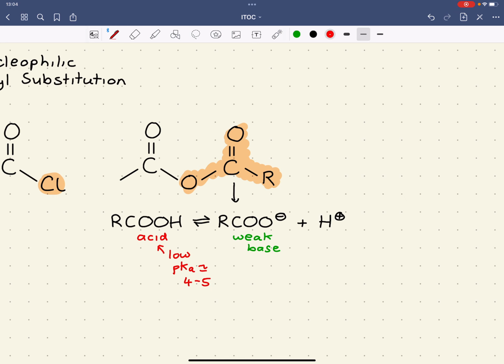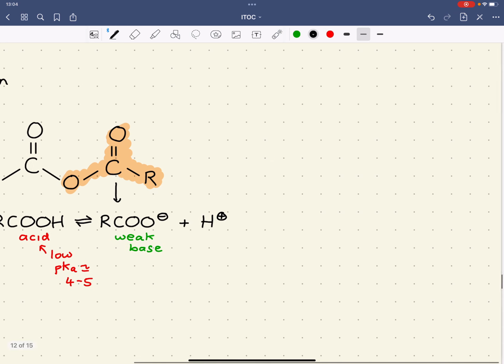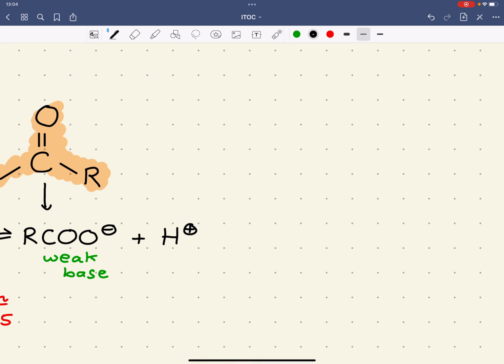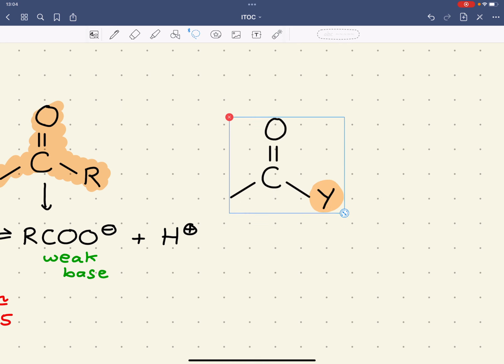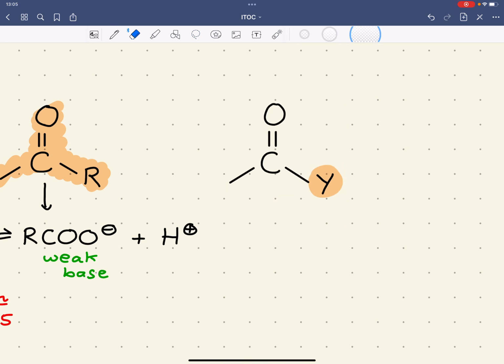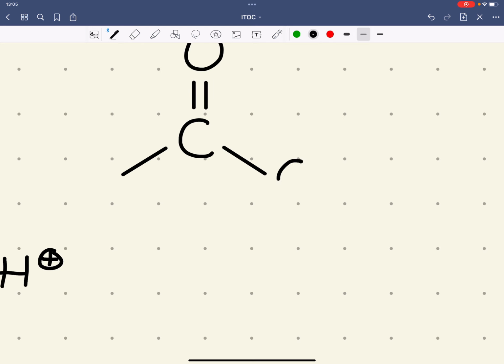Okay, other types of compounds which could undergo these acyl substitutions would be, for example, carboxylic acids. OH is not a good leaving group. It's not a great leaving group. But again, as we said, this can be converted into a better one. So even though OH is not a good leaving group, it can be converted into a good leaving group, such as water. So water is a good leaving group.